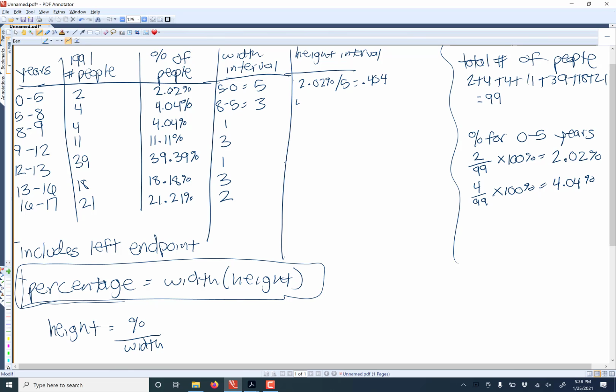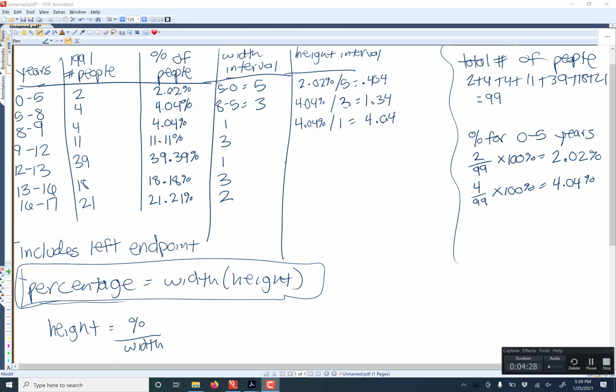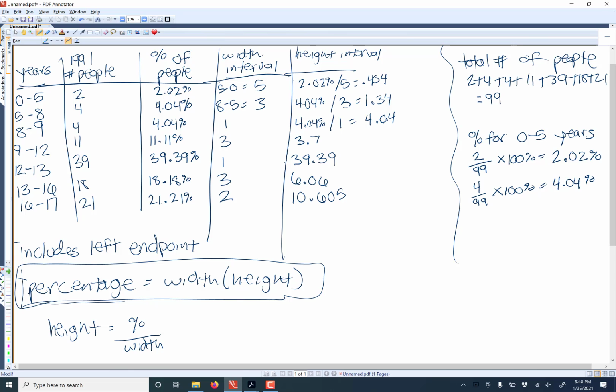My next one, I have a percentage of 4.04 that I need to have, and my width is 3. So 4.04 divided by 3 gives me 1.34. My next one, I need 4.04% again, divided by a width of 1, which gives me a height of 4.04. So let's pause and I'll fill all of these out. Again, anytime you want to find the height, you have to take the percentage that should be in that interval divided by the width. That will give you the height of the interval. So I found all of the heights.